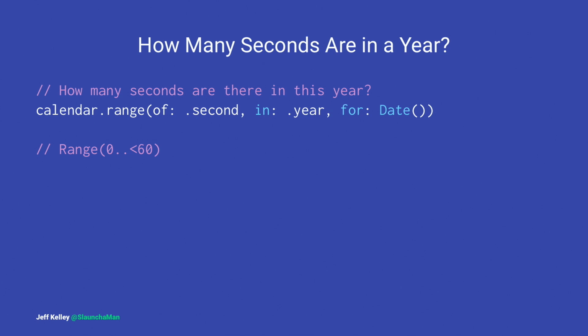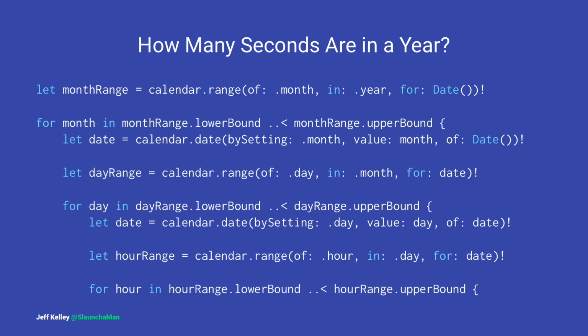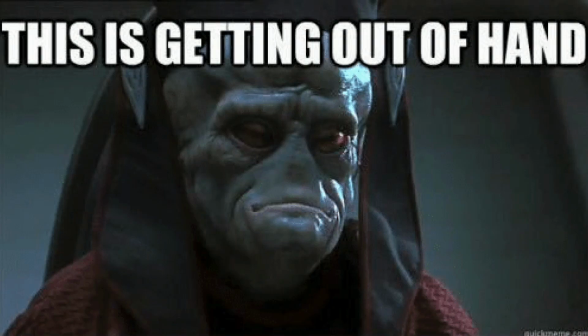So, if you need to figure out how many seconds are in a year, we've got some calculating to do. So, first draft, we're going to go through, okay, how many months are in the year? Great, let's go right through those months. Let's figure out how many days are in that month. Great, okay. Let's go through those days, and because daylight saving time is a thing, it might not be 24 hours. Let's figure out how many hours are in that day. And then for each of those hours, so on and so forth. And this is getting out of hand.